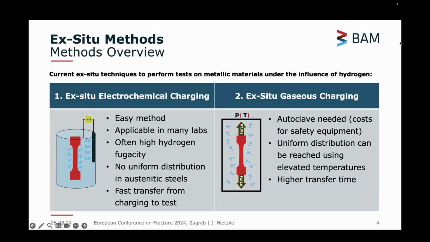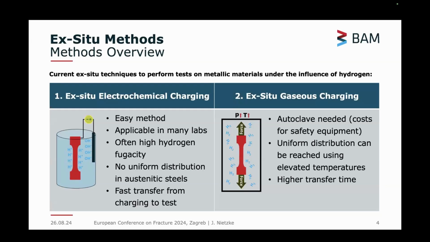For example, if you test an austenitic steel, usually you don't get a uniform distribution of hydrogen in the material. I will go to this later. And you can as well do gaseous hydrogen pre-charging. For this you need an autoclave, which means higher costs, especially for safety equipment. But this has some benefits, especially for austenitic steels, which I study.